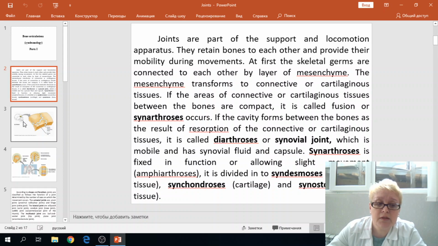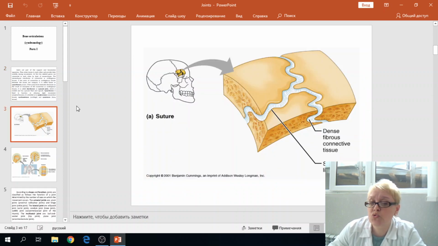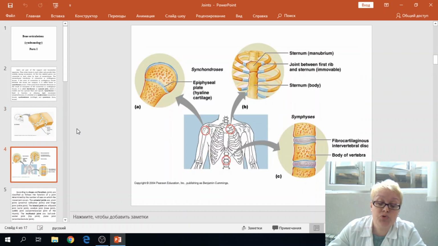For example, a kind of syndesmosis is the suture, by which the bones of the skull connect with each other. The sutures between the skull bones remain up to 20 years, and then the syndesmosis transforms to synostosis and the bones fuse with each other. Why do we have sutures between the bones of the skull up to 20 years? Because the brain grows up to 20 years, and then at 20 years it stops growing, and the bones fuse with each other.